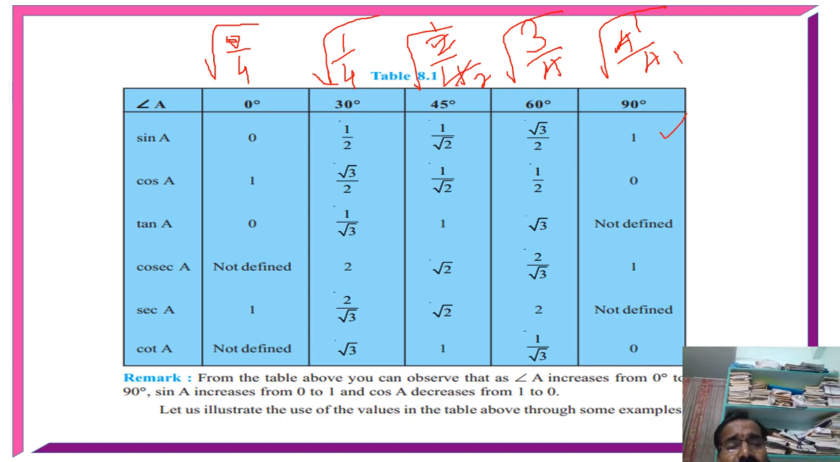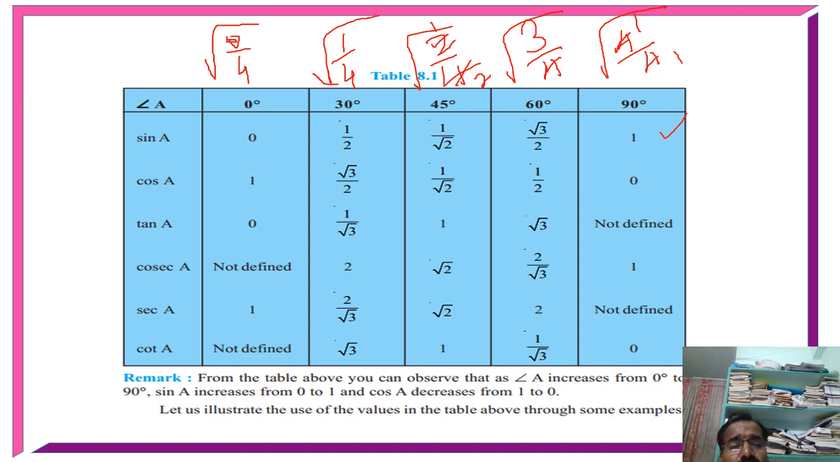That is why 0 by 1 is 0, 1 by 2 by root 3 by 2, 2 2 cancel, 1 by root 3, 1 by 2 by 1 by 2 cancel, 1, root 3 by 2 by 1, something by 0 undefined or not defined. That is why tan 0 value 0, tan 30 value 1 by root 3, tan 45 value 1, tan 60 root 3, tan 90 undefined, not defined.